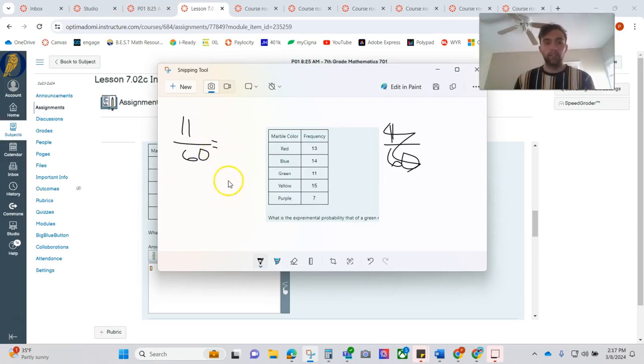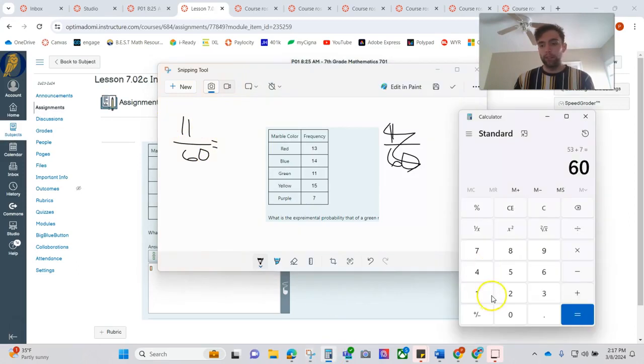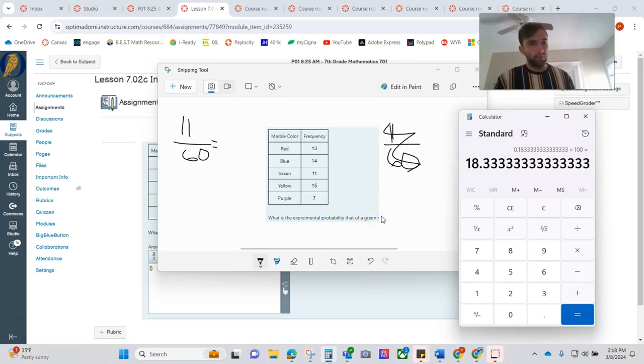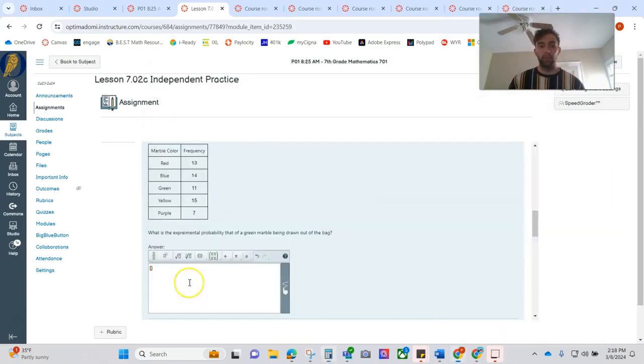What is this as a percent? 11 out of 60. Let's see. First, I can turn this fraction into a decimal by doing top number divided by bottom number. Then I can times that by 100 to turn it into a percent. Oh, 18.3%. So we talked a little bit about theoretical probability. Theoretically, we only had a 15% chance because 3 out of 20 marbles were green. But after our experiment, 18% of the time, we got green, 18.3.